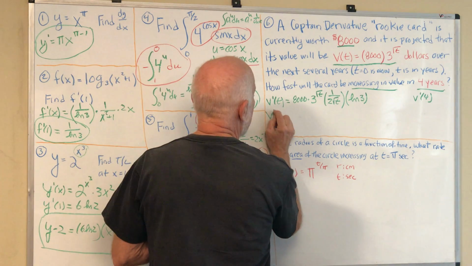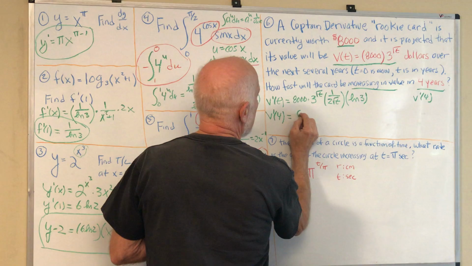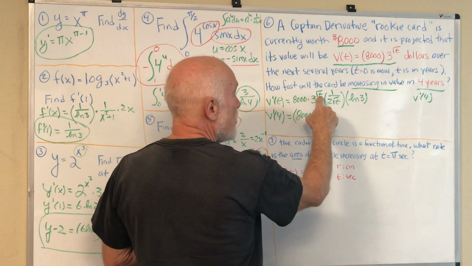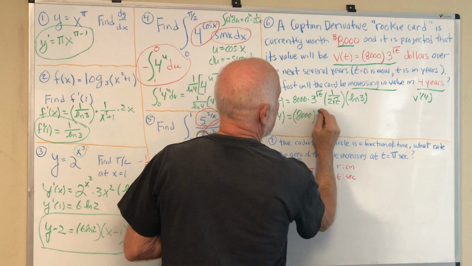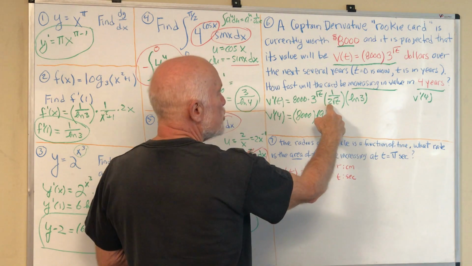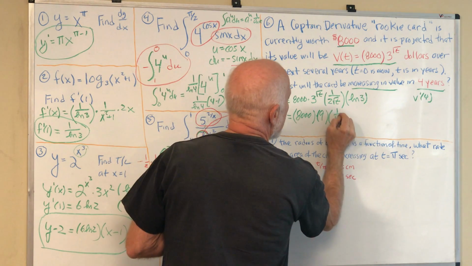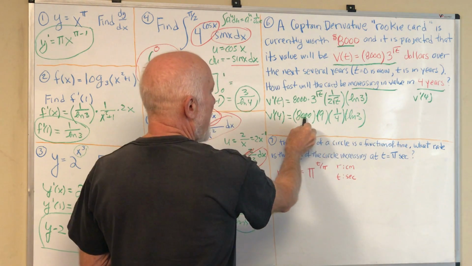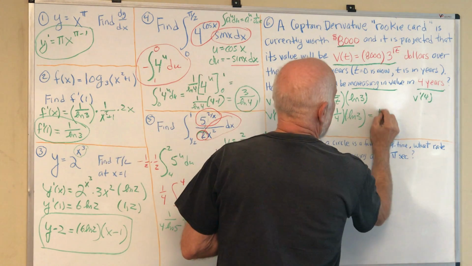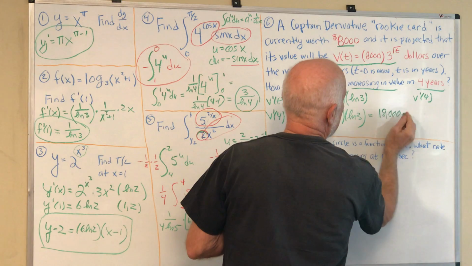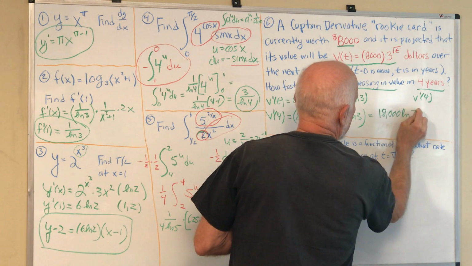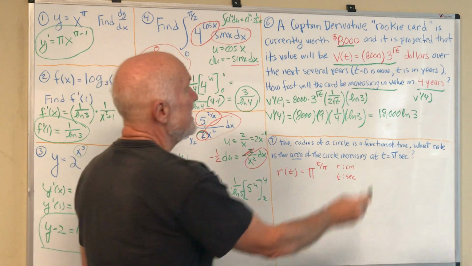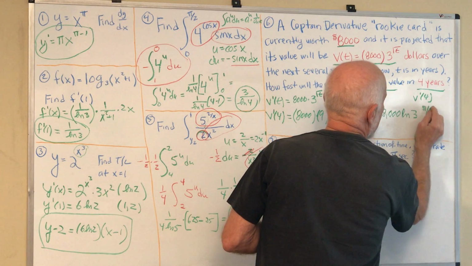So if we want to know v prime of 4, it's going to be 8,000 times 3 to the square root of 4, so 9, times 1 over 2 times the square root of 4, so 1/4 times the natural log of 3. So 2,000 times 9 is 18,000 times the natural log of 3. And what would the units be in? This is a derivative, so they'd be in dollars per year.